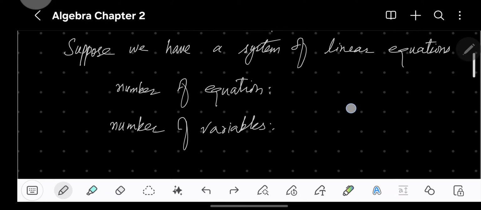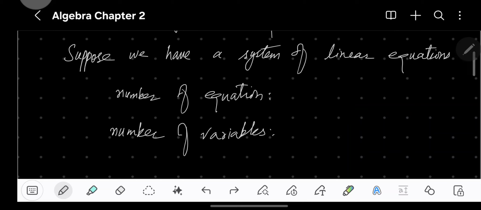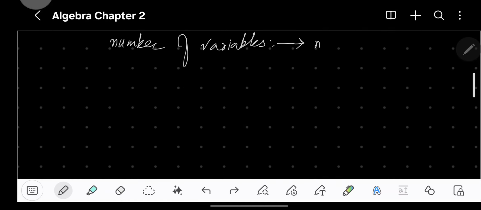Okay, so in this scenario we will suppose that the number of equations is m and the number of variables is n. We will use these two indices throughout these chapters. So the number of equations will be represented by m and the number of variables will be represented by n. Suppose we have m equations and n variables. Then we can write them in this way.